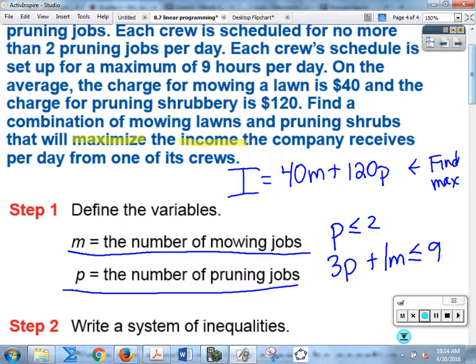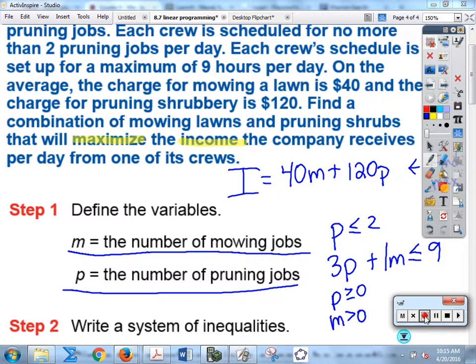I don't know what that middle one is. But, yeah, you can't have a negative amount of mowing jobs or pruning jobs. And those are going to be the hardest ones. If I give you a test question, you have to remember that they have to be bigger than 0. It's a storage problem. The negative numbers don't make sense.